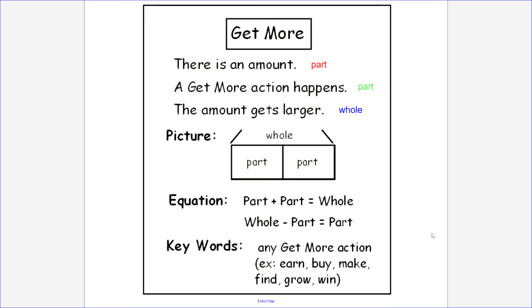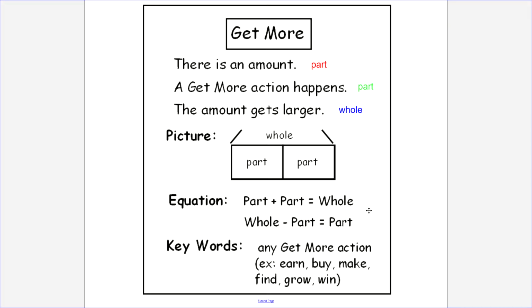You know that in a Get More problem, the starting amount is a part. The Get More amount is also a part, and the result amount is the whole. You also know that we represent Get More problems using a bar diagram with the parts inside and the whole on top.